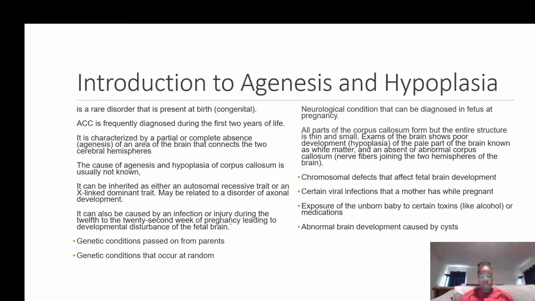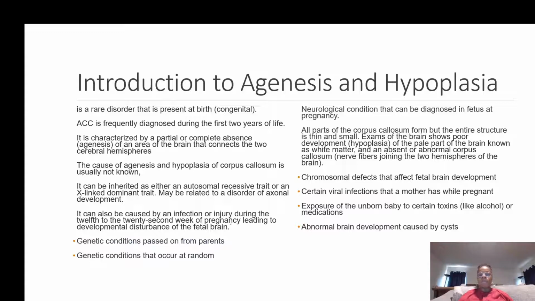So let's get into the disorder. Agenesis and hypoplasia of the corpus callosum is a rare disease that is present at birth and diagnosed in the fetus during pregnancy. Agenesis, we're going to call it ACC, is frequently diagnosed during the first 2 years of life. The cause of ACC and hypoplasia of corpus callosum is usually not known. It can be inherited as either an autosomal recessive trait or X-linked dominant trait.